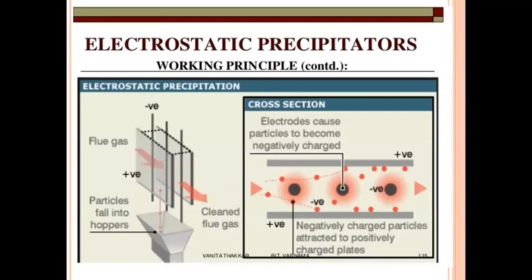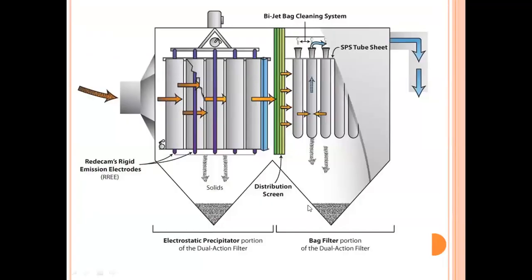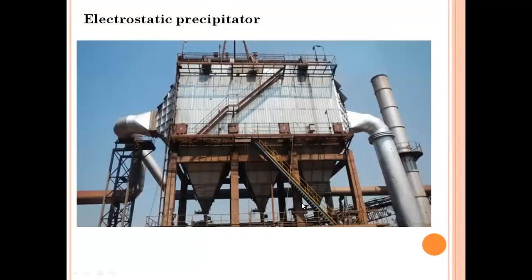Electrostatic precipitator working principle. Electrostatic precipitators: we can see here flue gases and clean flue gases. Particles fall into hoppers. This is the cross section of the electrostatic precipitator. The electrode causes particles to become negatively charged. Negatively charged particles are attracted to the positively charged plate. This is the actual schematic diagram. This is the electrostatic precipitator, actual in plant.